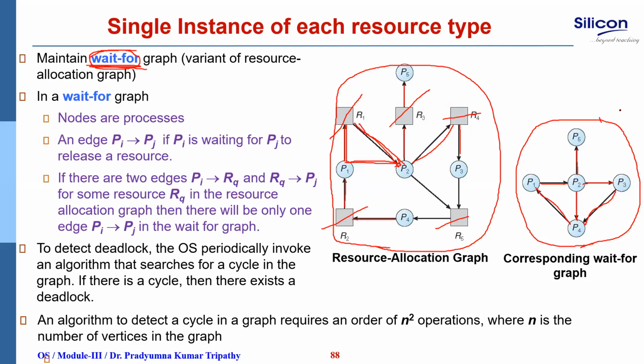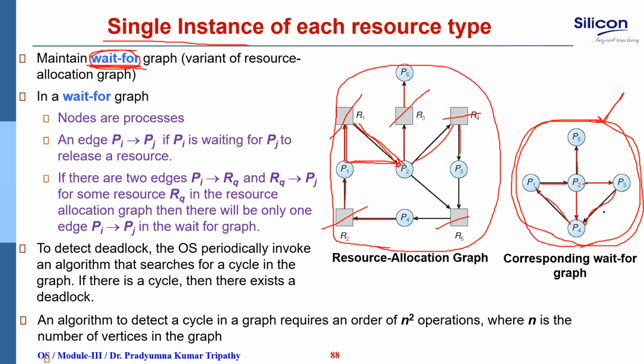From here, if the wait for graph contains a cycle, then it is in deadlock. But do remember, this holds if every resource has a single instance. So I'll say the wait for graph is in deadlock, and the processes involved in the cycle are part of the deadlock. Is it understood what I'm saying?